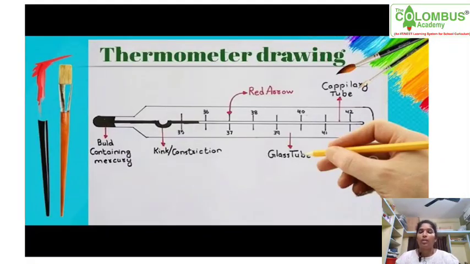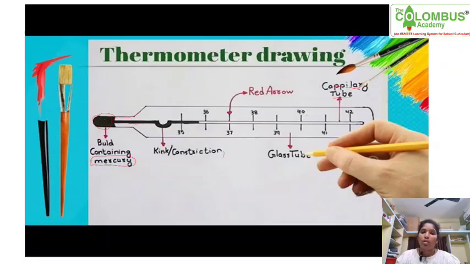Now we will see the simple drawing of the thermometer. It has a glass tube, the outermost part. This is the glass tube, and this is called a bulb. The bulb contains mercury, and this we call the capillary tube.